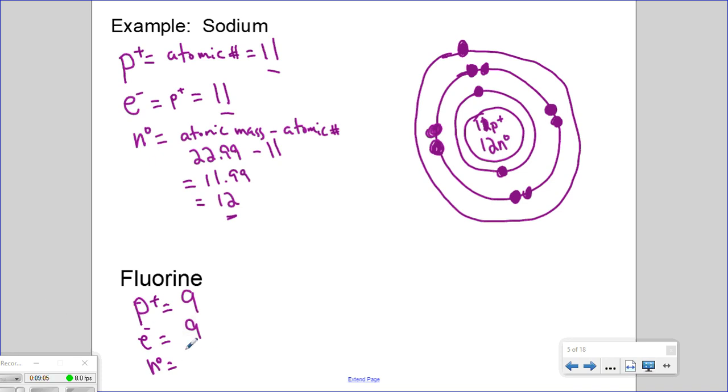The atomic mass for fluorine is 18.99 or 98, depending on the periodic table that you look at. And that will leave us with 9.99 neutrons, and we'll round up and we'll make it an even 10 neutrons. So fluorine will have a total of 10 neutrons in its nucleus.